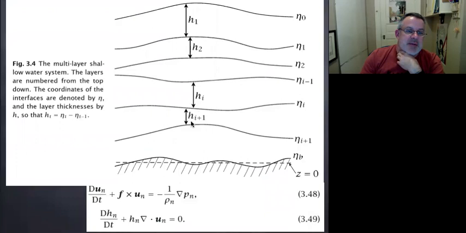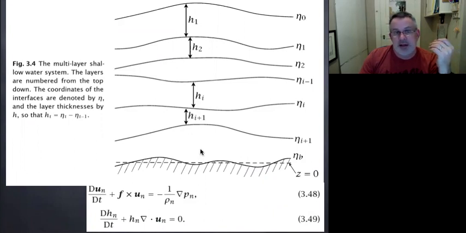So you can stack them up like crazy. You can make it go like this, and a lot of ocean models, so-called isopycnic ocean models, are built this way, stacked shallow water layers.